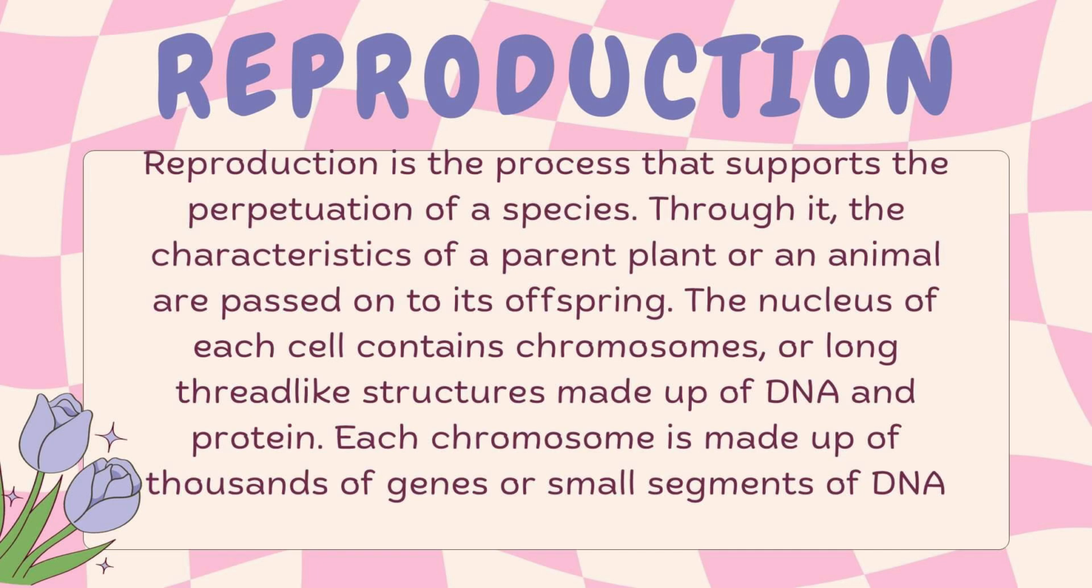So, yung characteristics ng ating parent ay ipinasa po nila sa atin. At tayo, kung ano man yung mga characteristics natin, mapa ito man po ay physical or emotional, ay maipapasa po natin sa ating mga magiging anak. Okay? And saan po ba natin matatagpuan yon? The nucleus of each cell contains what we call the chromosome. So this chromosome is a long thread-like structure that is made up of DNA and a protein.